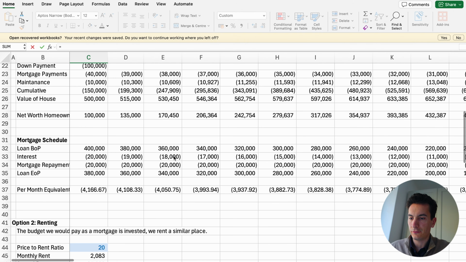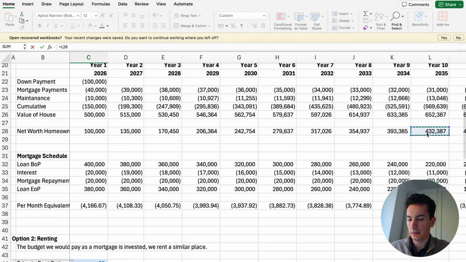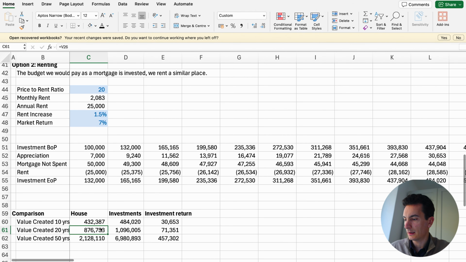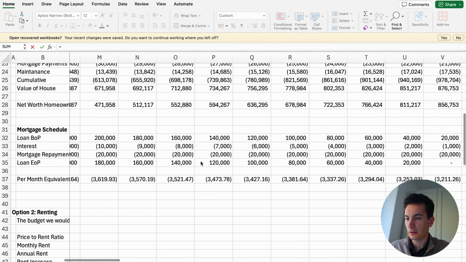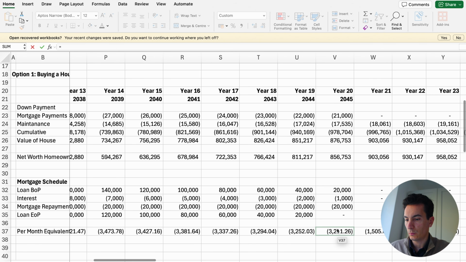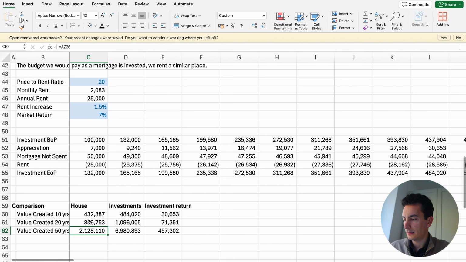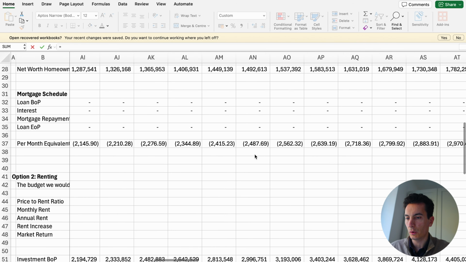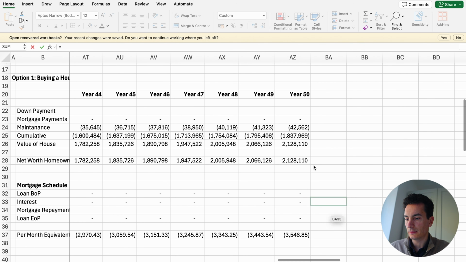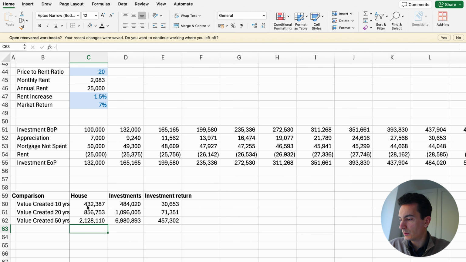So let me just fix that quickly. After year 10, net worth. Yeah, so here investments are slightly ahead after 10 years. Let's take it after year 20, net worth, here we go. And then after 50 years, net worth of the homeowner goes up to 50 years, year 50, net worth, this one. All right, so you can see the investment model is winning slightly after 10 years.